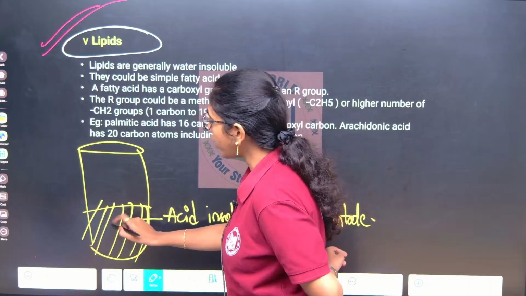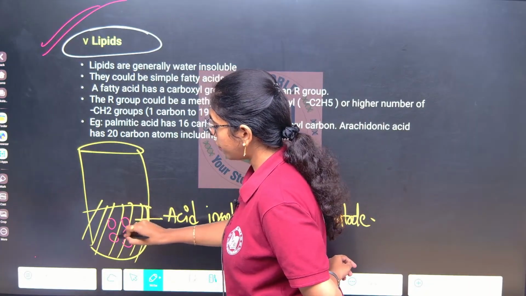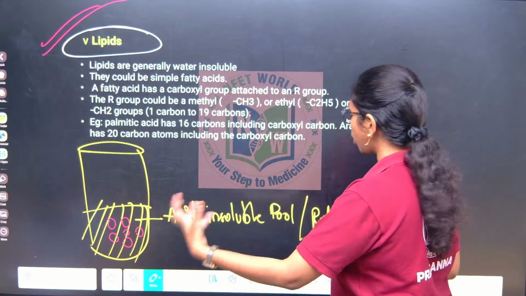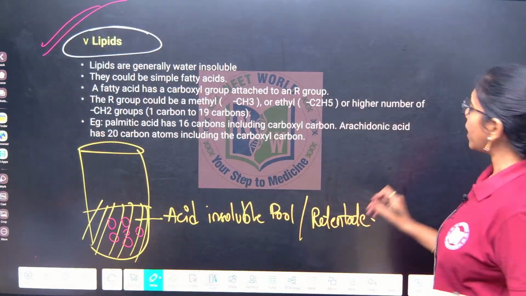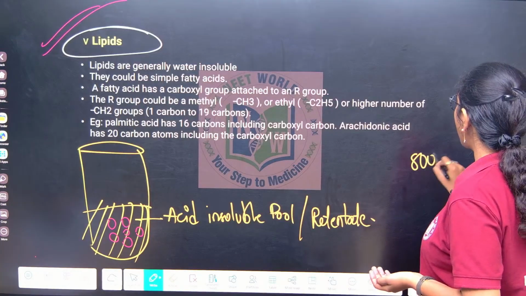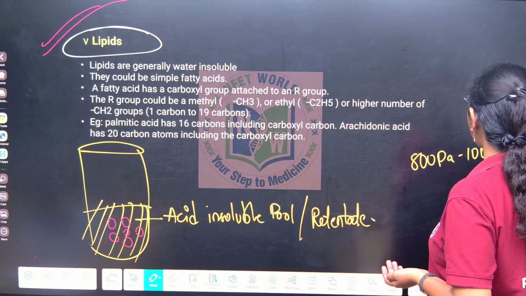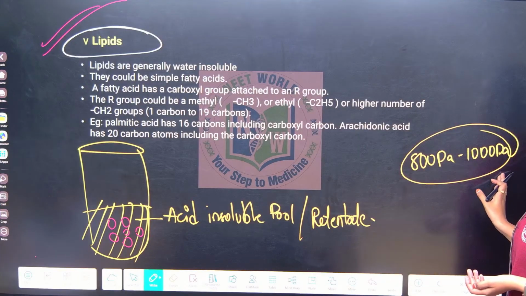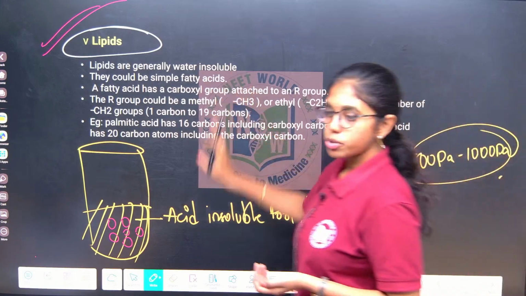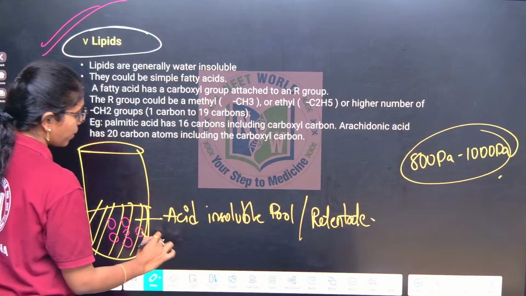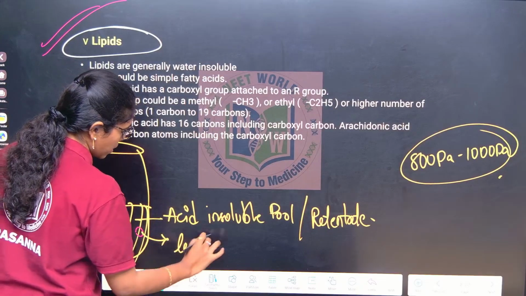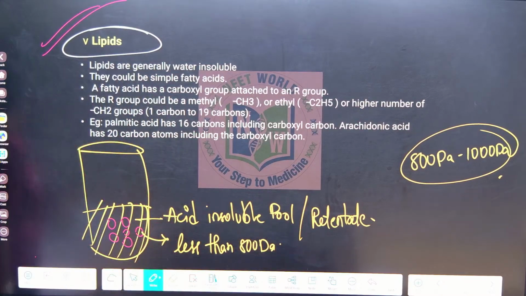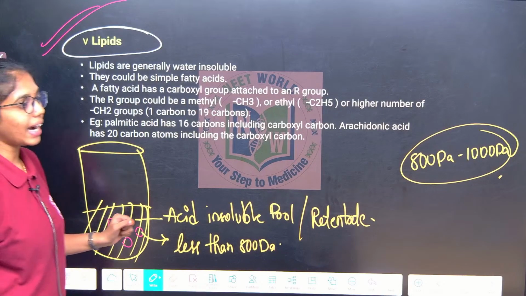So, here you will find all the biomacromolecules, and lipids are also found. But all the other biomacromolecules which are obtained in acid insoluble pool or retentate, their molecular weight is around 800 daltons to 1000 daltons. But then lipid molecular weight will be less than 800 daltons. Why is it less than 800 daltons?